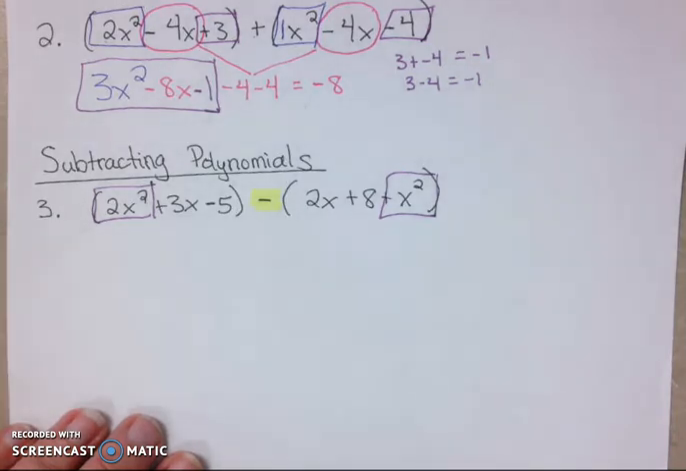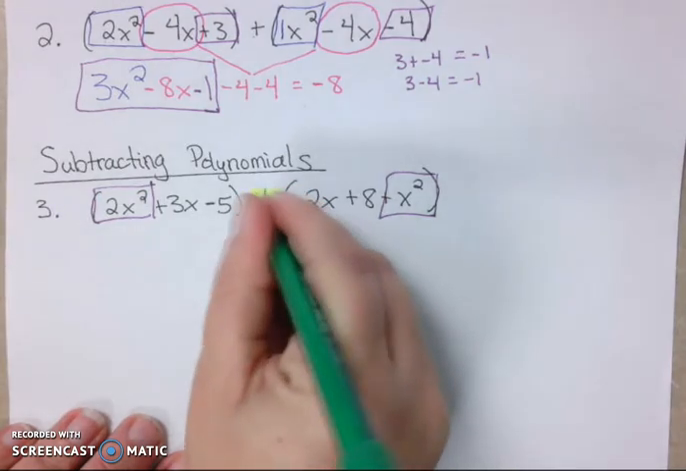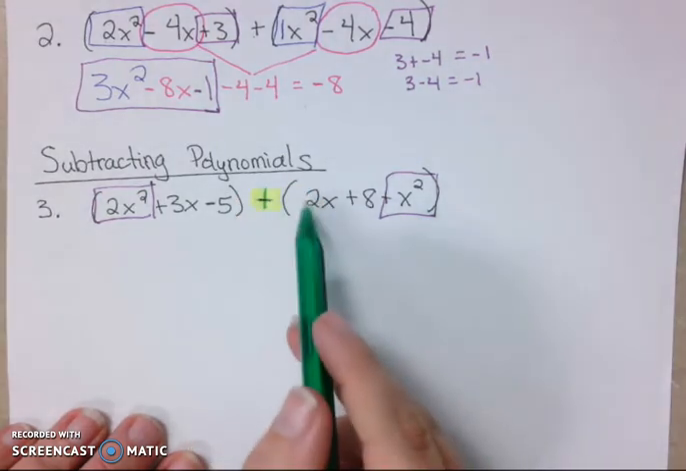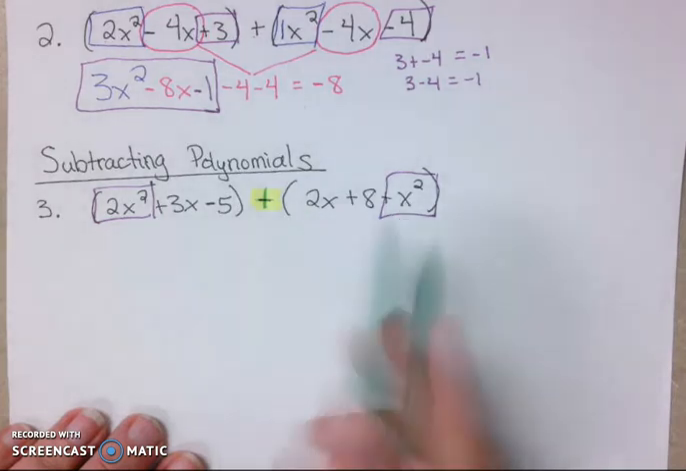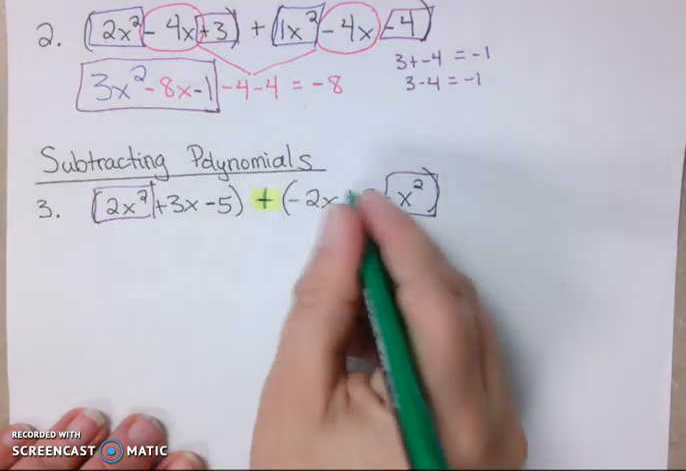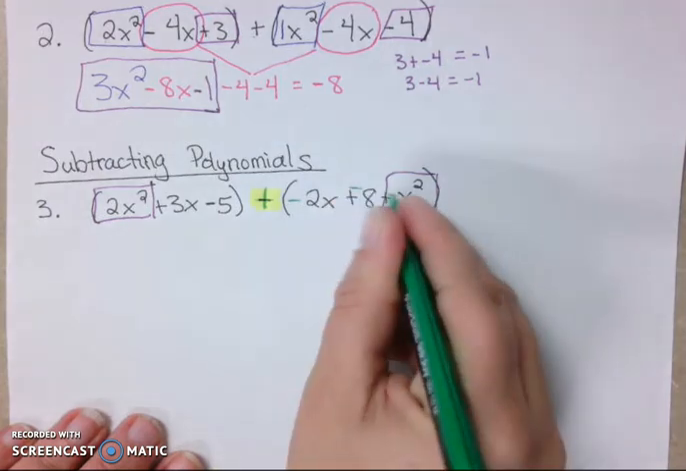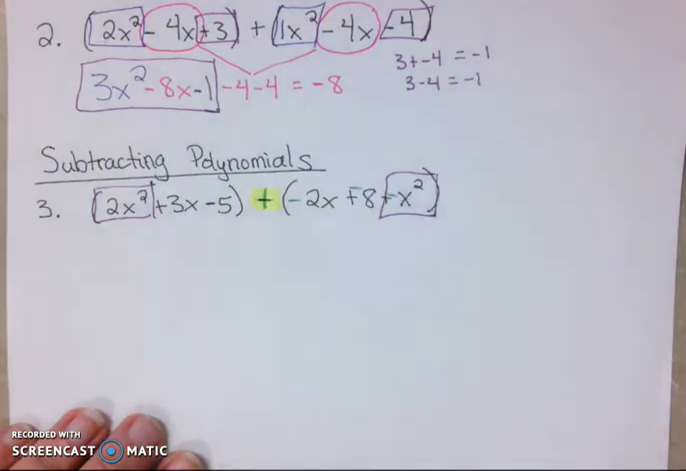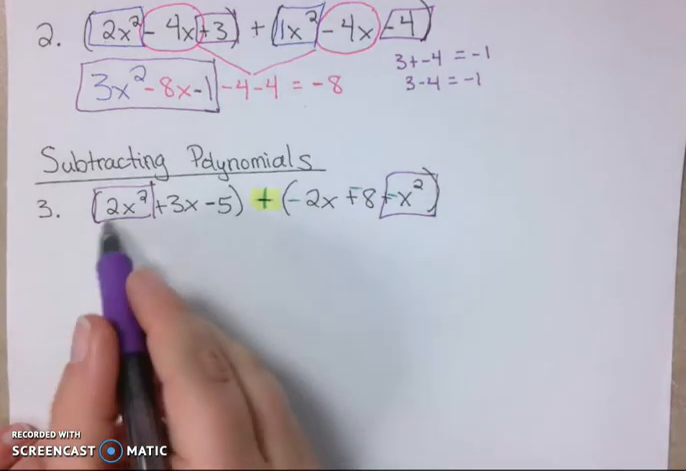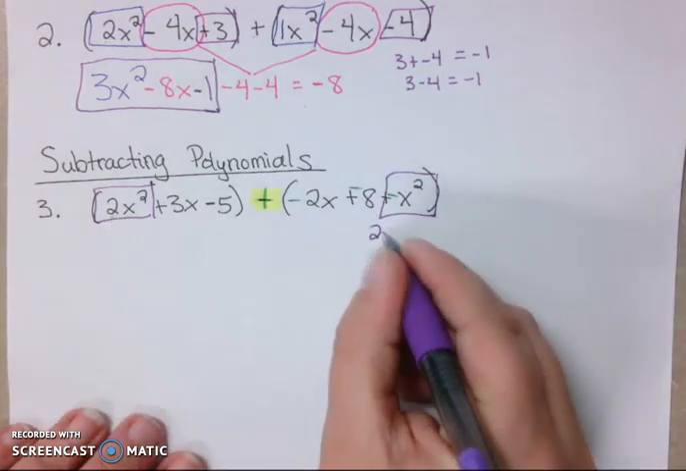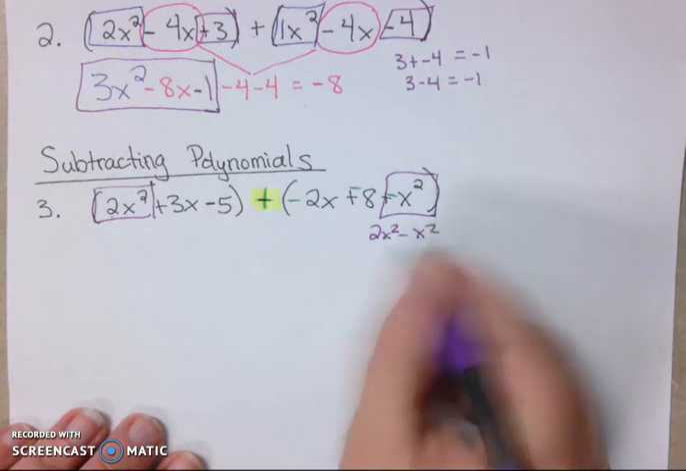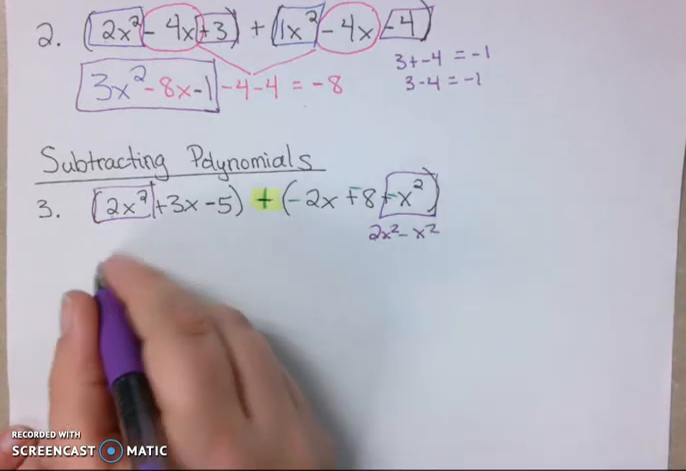I change it to an addition problem. So I'm allowed to do that. I'm going to change this to addition, so I just add them together. All I have to do is change the sign on everything in my second polynomial, only here. So I'd make this negative, make this minus, make this minus. And now it's just like adding. So now I have 2x squared minus x squared. So 2x squared minus x squared. That's 2 minus 1. 2 minus 1 is 1.